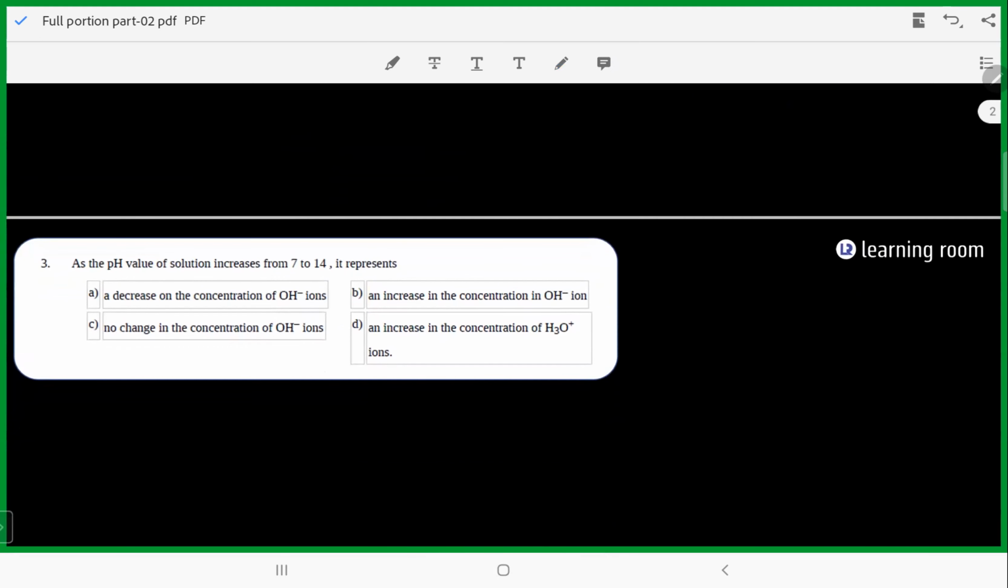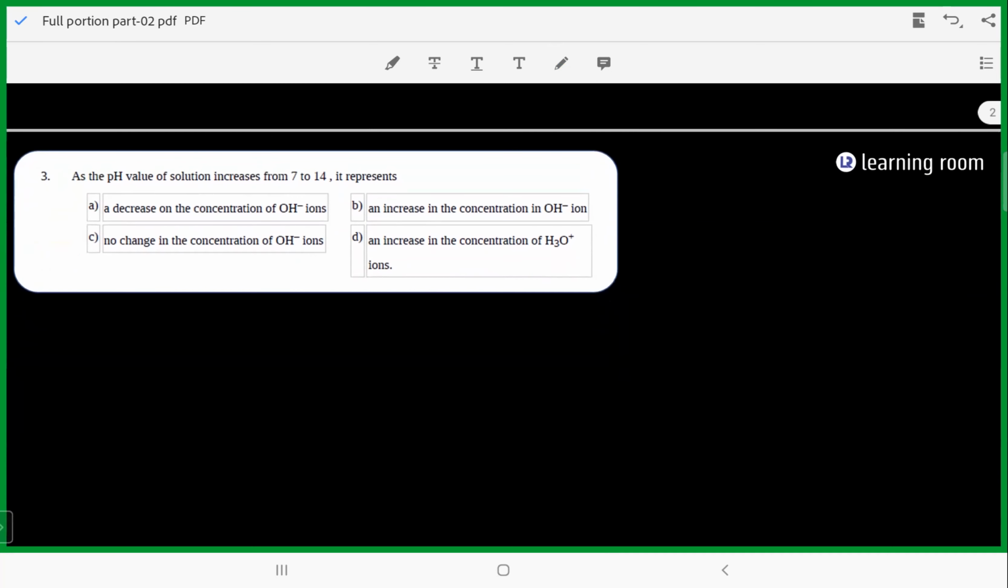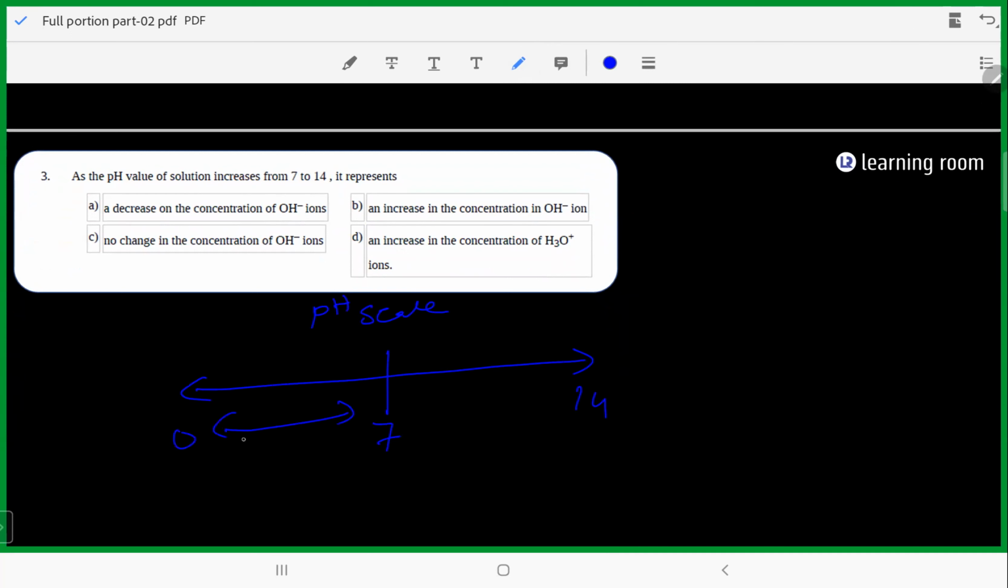And then, as the pH value increases from 0 to 14, it represents decrease in the concentration of OH ion, an increase in the concentration of OH ion, no change in the concentration of H plus ion, and increase in the concentration of H3O plus ion. So we are giving the pH scale. pH scale means here 7, here 14, here 0. When you have the value in between these, it is acid.